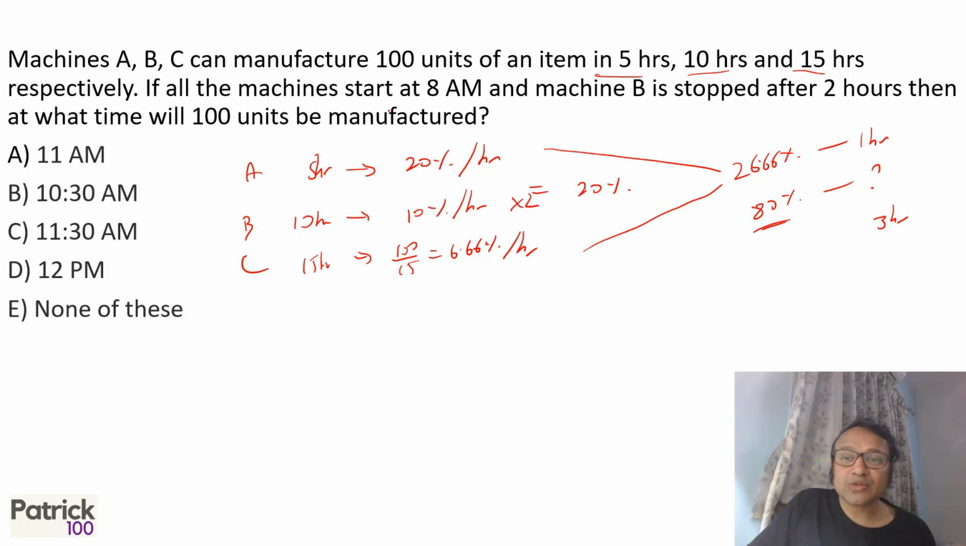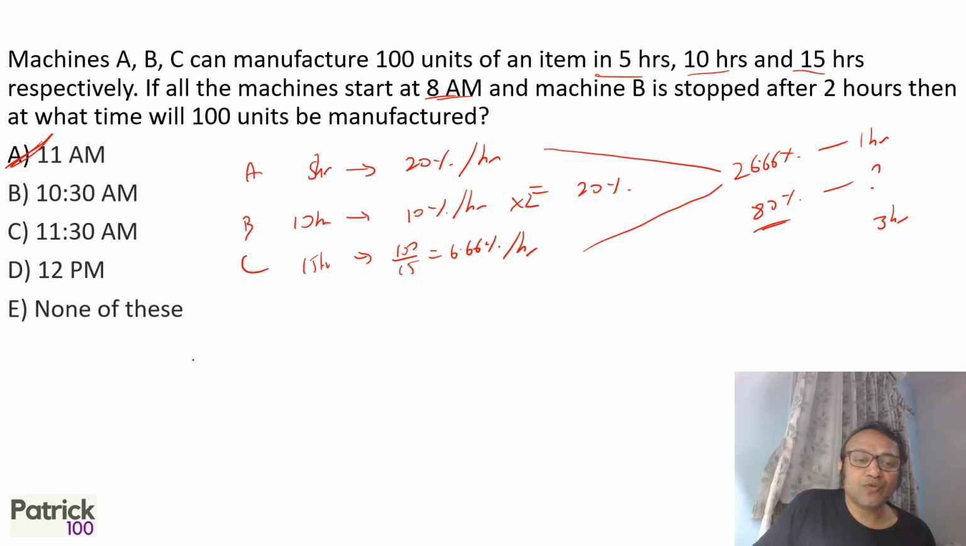So 3 hours. So that means from 8 a.m. they work for 3 hours. It'll be 11 a.m. That will be the answer, right? You can also do it in amount of units of work they complete, which will be the same sort of thing, and then solve it. That is also possible, right?